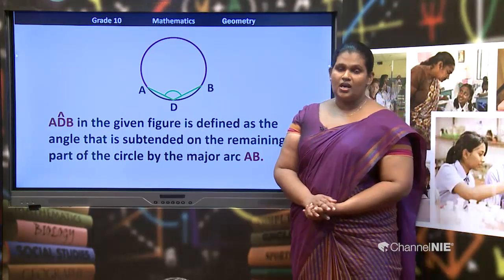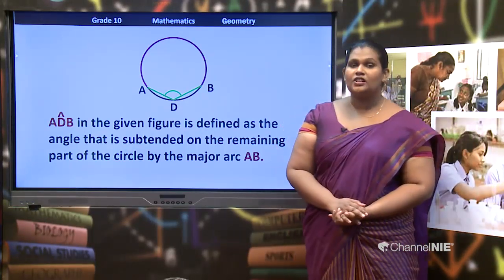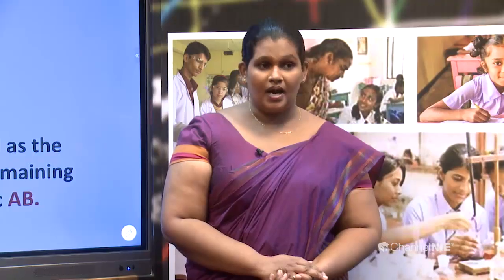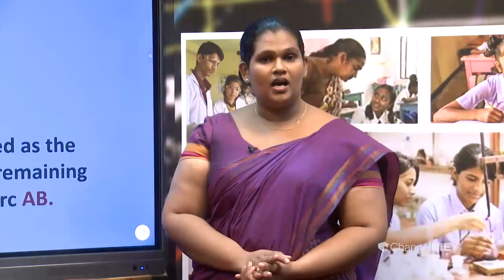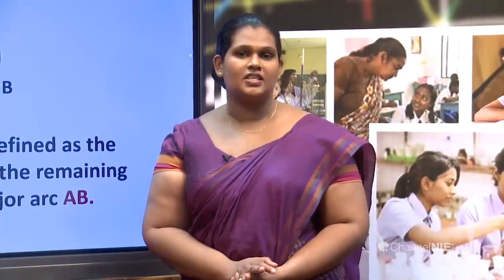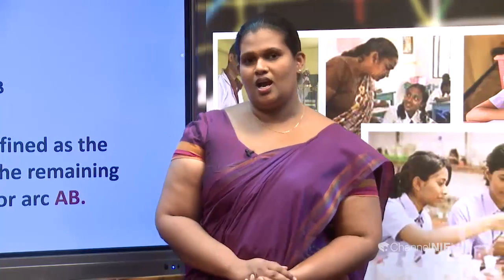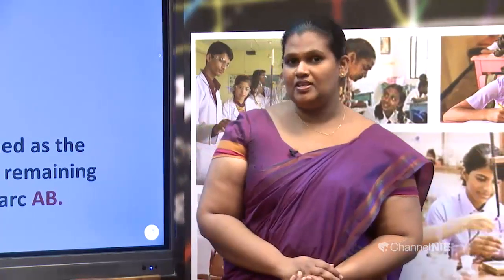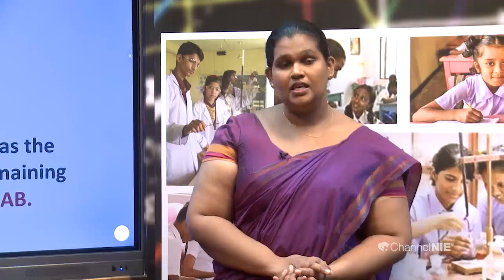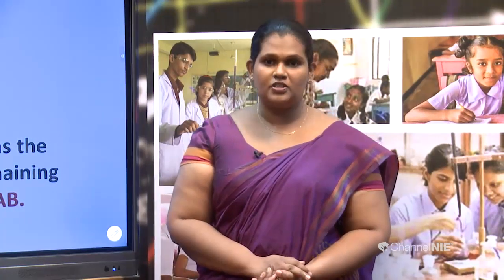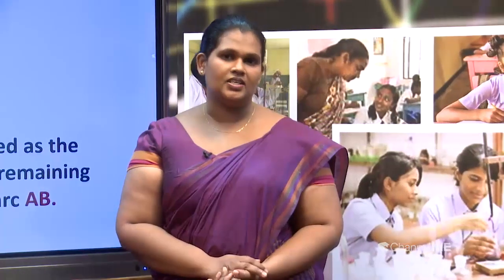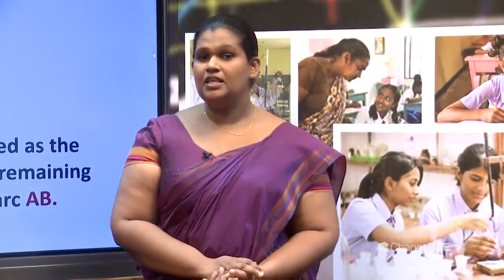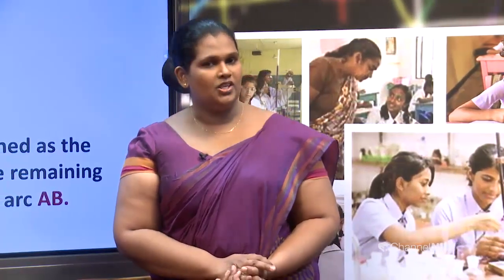Then you know about the angle subtended on the center of the circle by the minor arc. Then the angle subtended on the center of the circle by the major arc. Then we have discussed about the angle subtended on the remaining part of the circle by the minor arc. Finally, we have discussed about the angle subtended on the remaining part of the circle by the major arc.